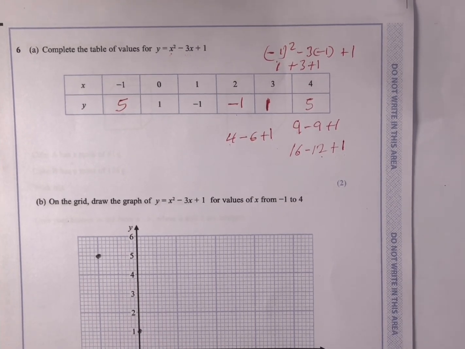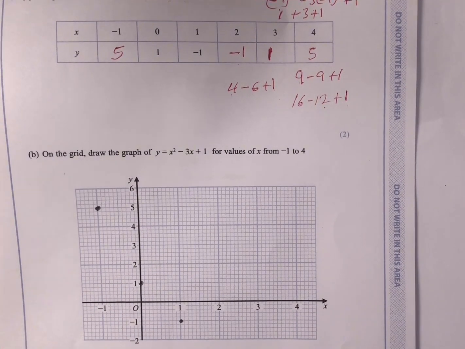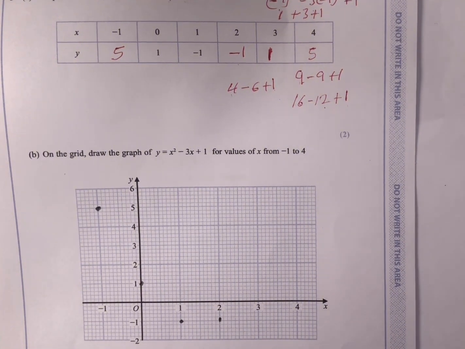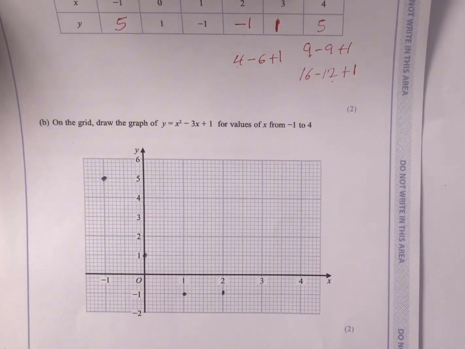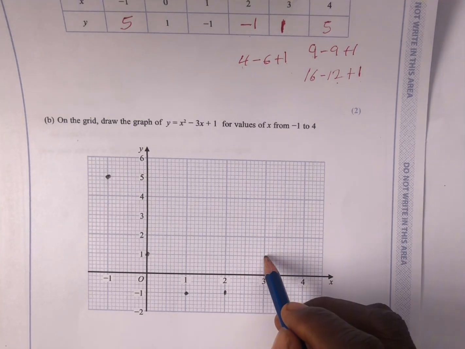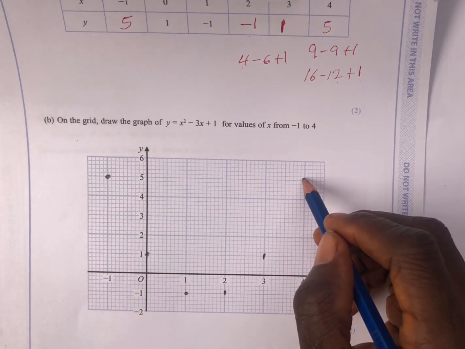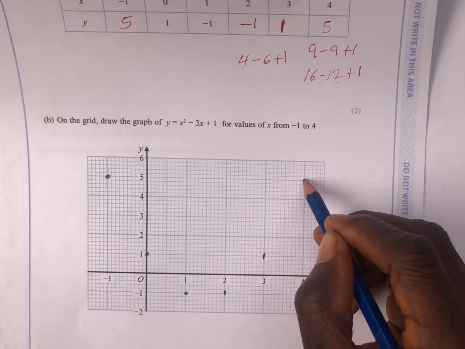And then, can you see from the graph? Okay. And then 2 will take negative 1. So we have that 1 also here. And then 3 will take positive 1. So we have that 1 here. 4 will take 5. So we have that 1 here.